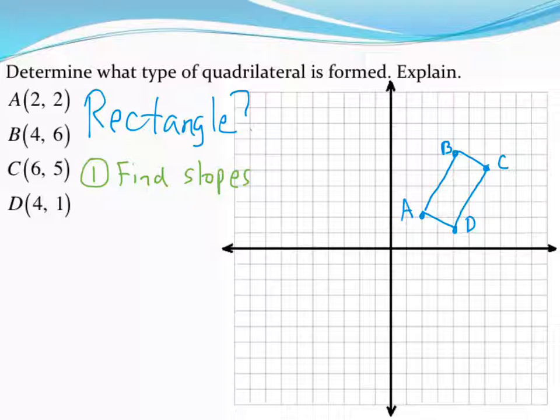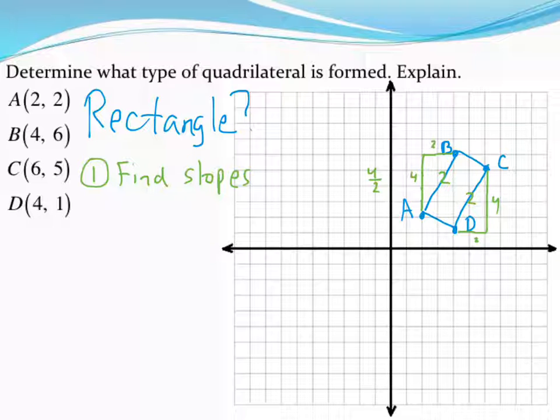Taking a look at our slope from A to B, I'm going to calculate my rise, and I can see that I count 4 spaces up for my rise, and 2 spaces to the right for my run. So my rise over run is 4 over 2, which gets me a slope of 2 for that side. If I do the same for points D to C, I can again see that I have a rise of 4 and a run of 2, which gets me 2 for that.